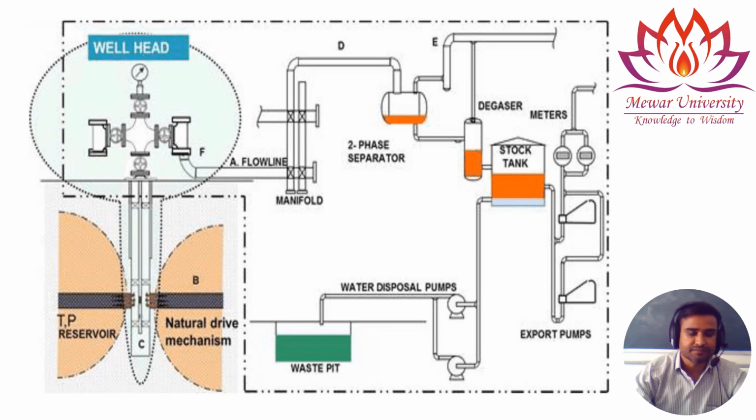Manifold. Manifolds are where the group of lines are joining. So these are the manifolds. From manifolds it is going to a separator. Here into the separator we separate the oil, we separate water, we separate impurities, some solid element is present.